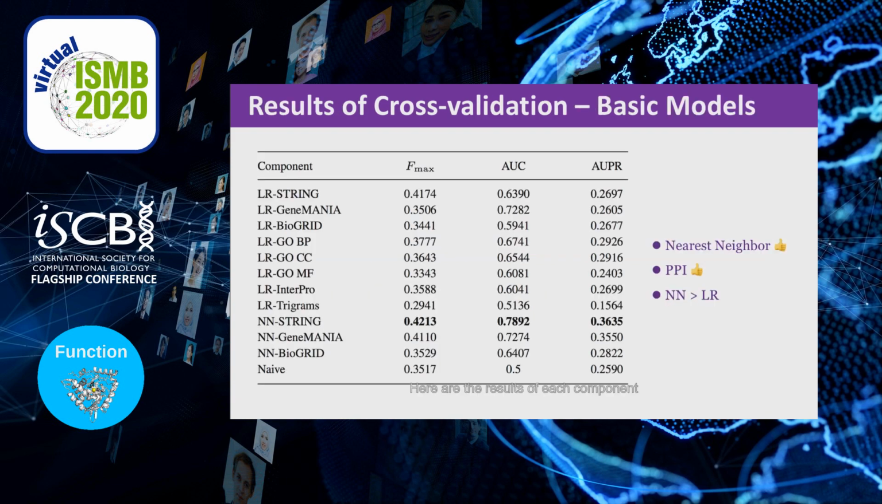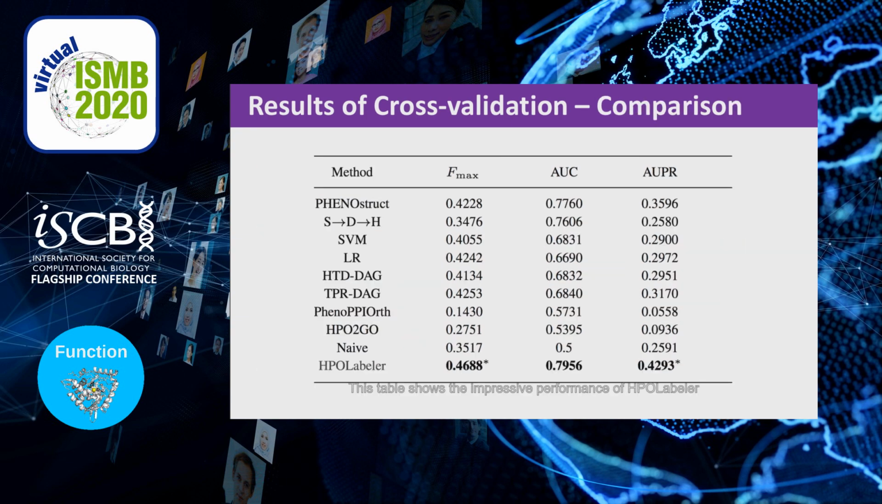Here are the results of each component. In our paper, Fmax is a protein-centric metric, AUC is term-centric, and AUPR is a pairwise metric. From the table, we can see that the nearest neighbor is the best basic model, and PPI is the most important data source. What's more, by comparing NN with LR, we can see that our proposed NN method is better at utilizing the PPI network.